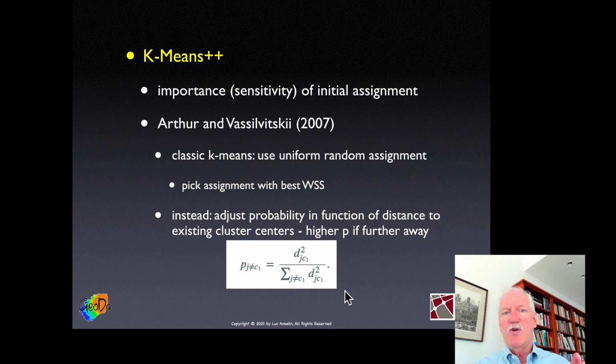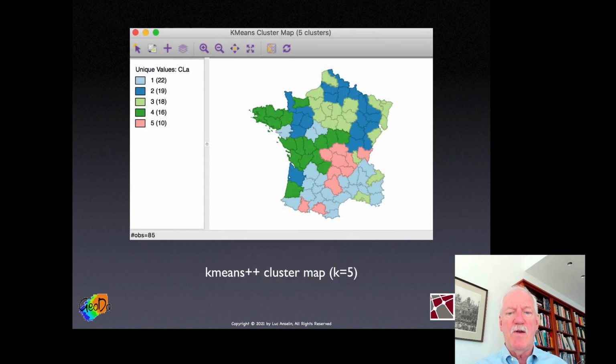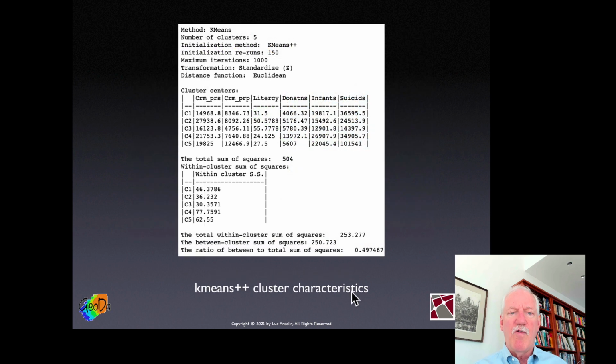You get your K seeds, you assign the observations, and you compute the within sum square. And again, you can do this multiple times and pick the best one. So that's Kmeans plus plus. And as it turns out, in our case, the result is not that different. In fact, the overall result is just slightly worse than in the randomization.